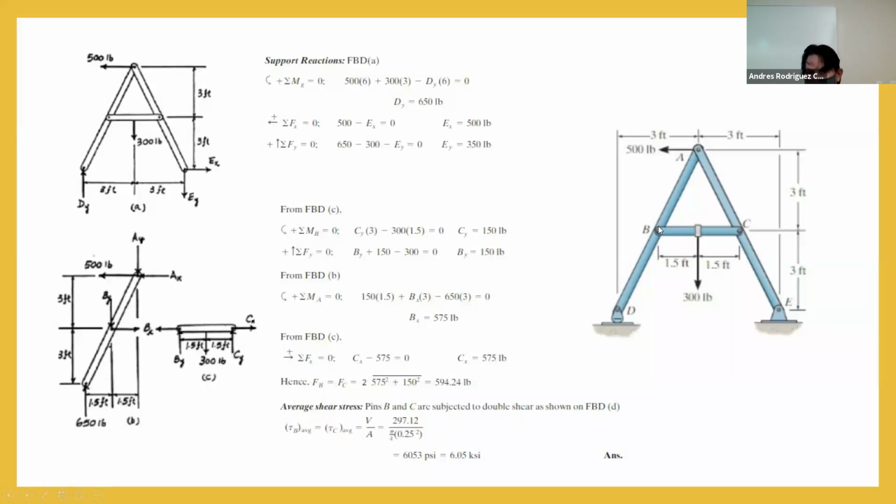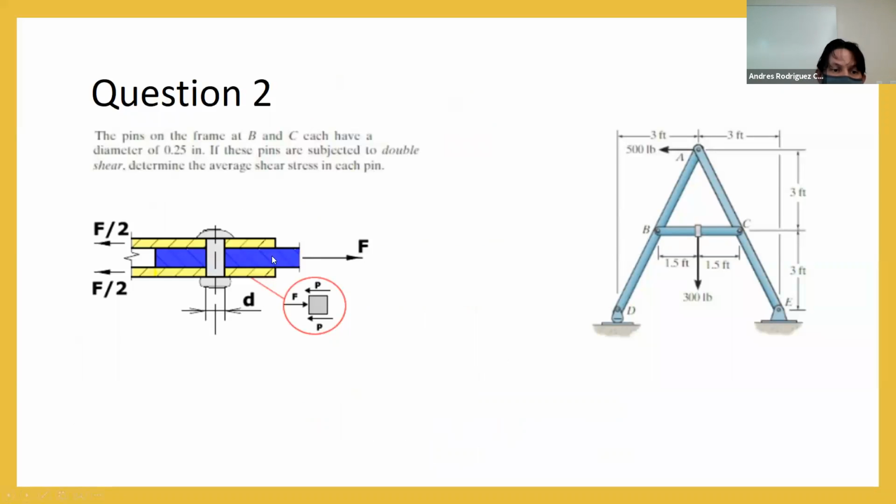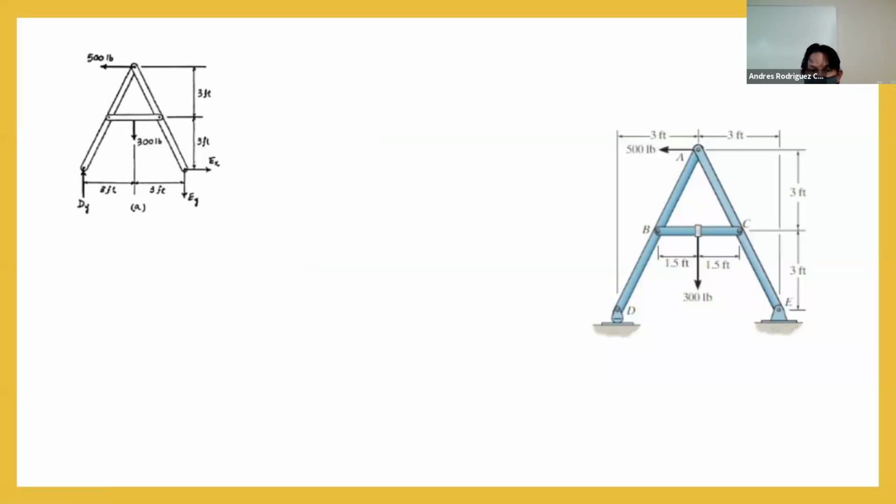pin, because as you remember in here, we got this situation here. So the shear that we're going to obtain is going to be divided by 2, because we are going to have 2 planes here. We have 2 shear planes in this part here. So for sure, we are going to have to divide this by 2.